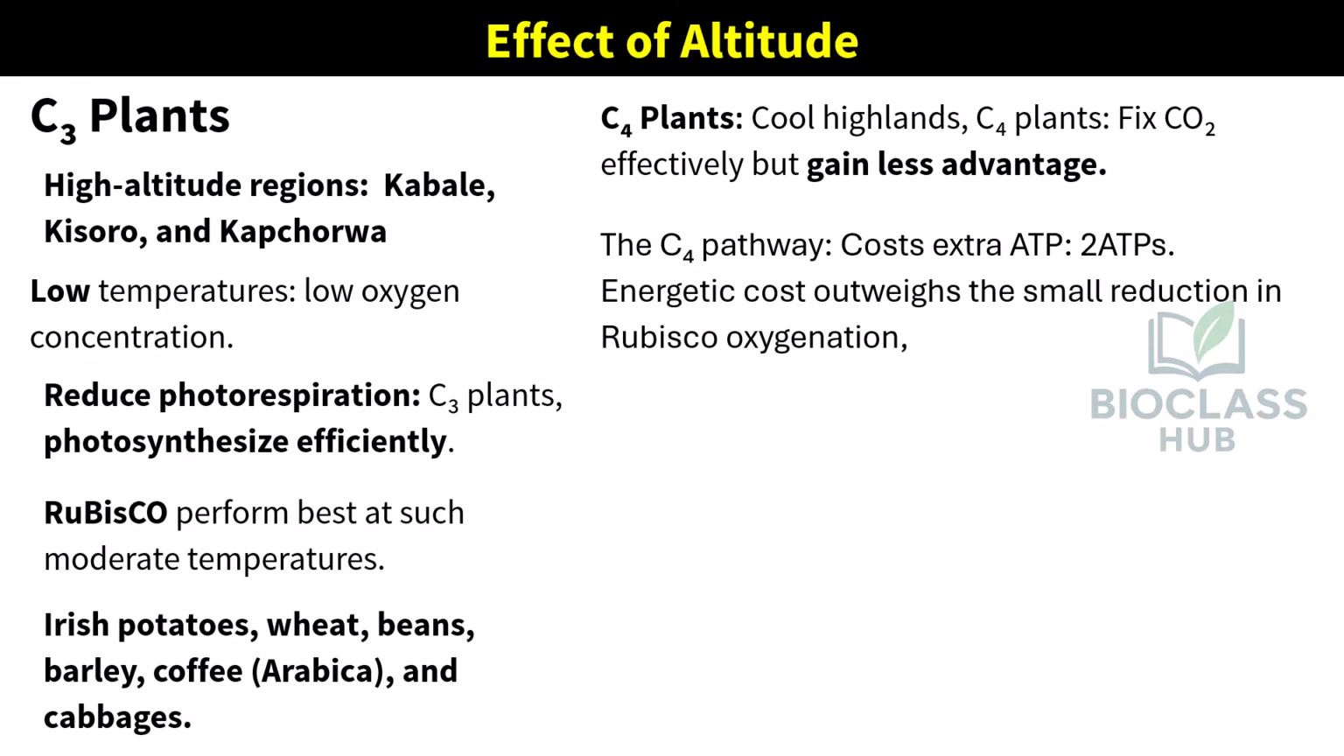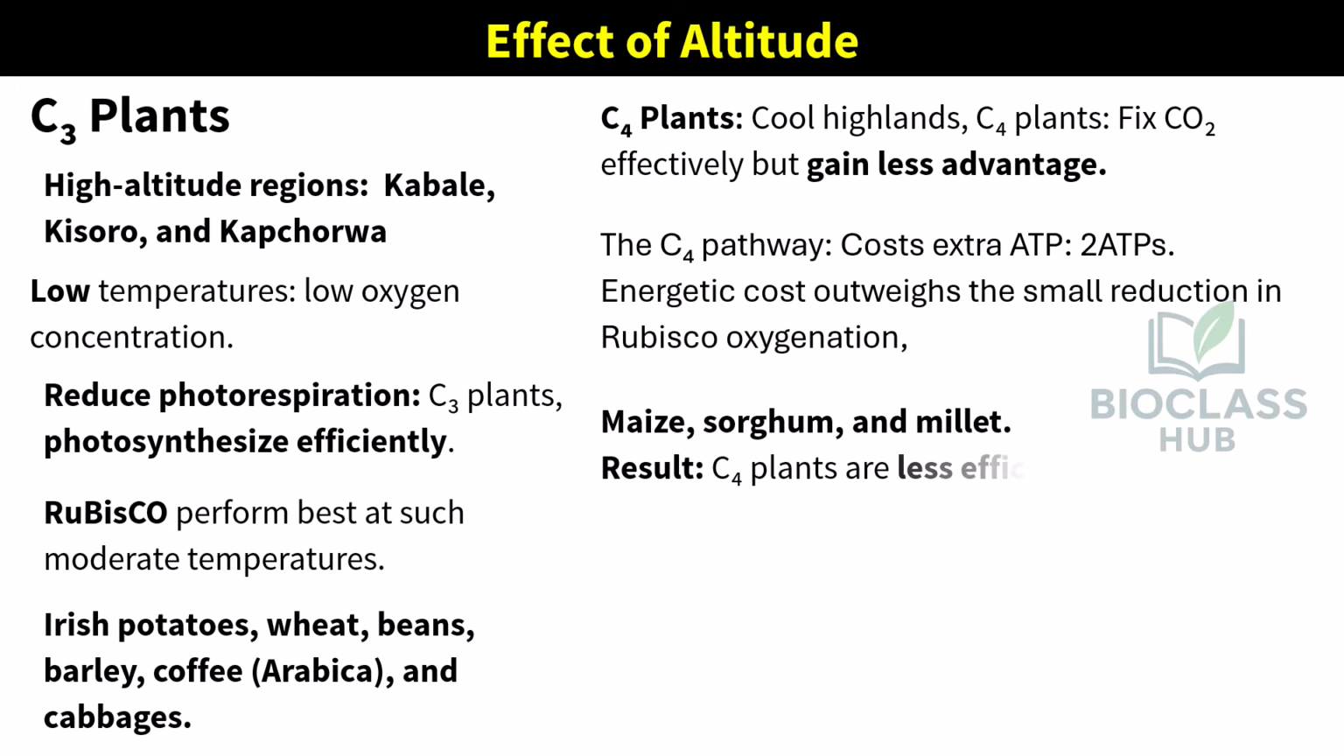C4 requires extra energy. The C4 pathway pumps carbon dioxide into bundle sheath cells but costs extra ATP, roughly 2 additional ATP per carbon dioxide fixed. When photorespiration is low, as in cool conditions, that energetic cost outweighs the small reduction in Rubisco oxygenation, so net carbon gain is lower than for C3. Enzyme inefficiency.